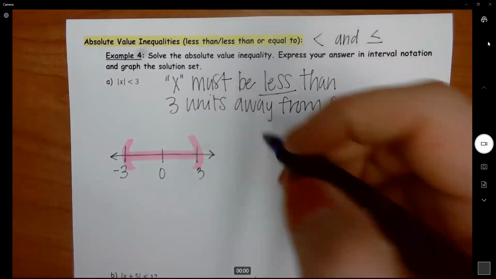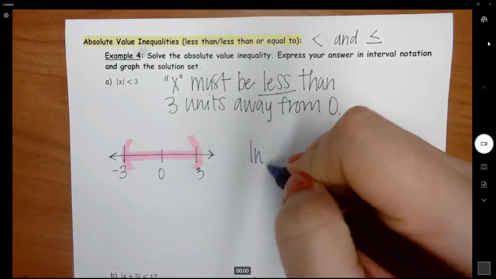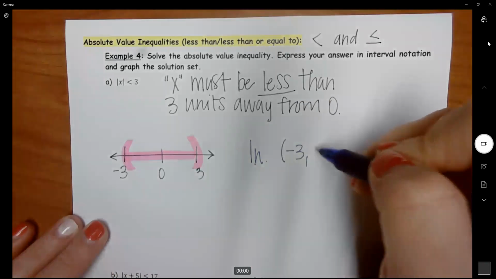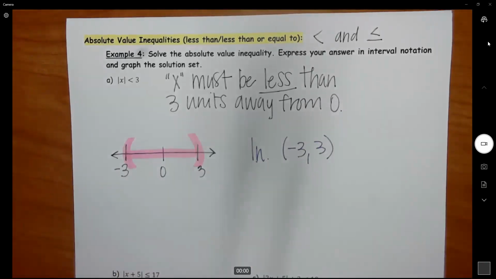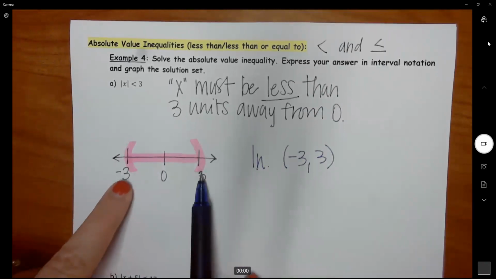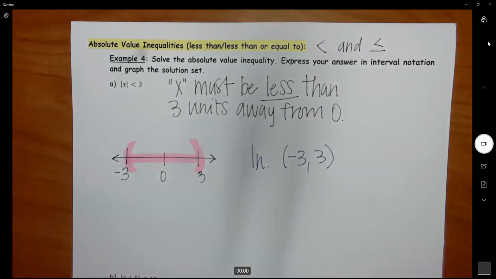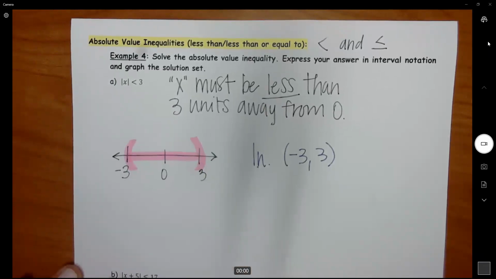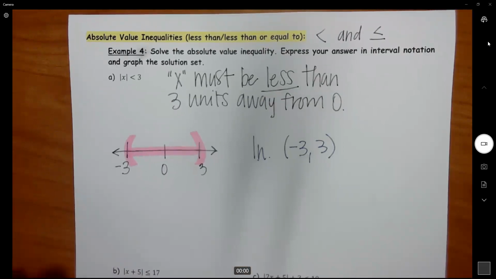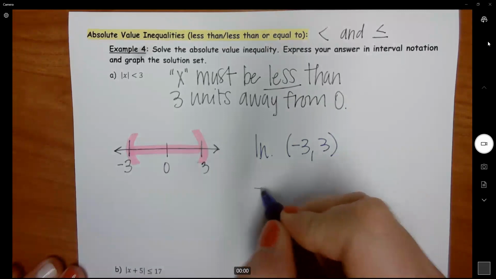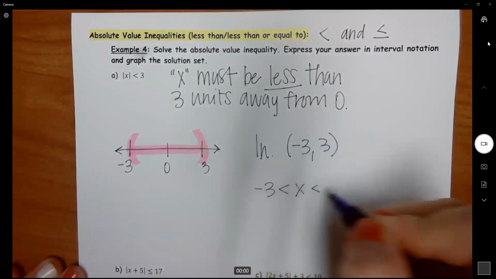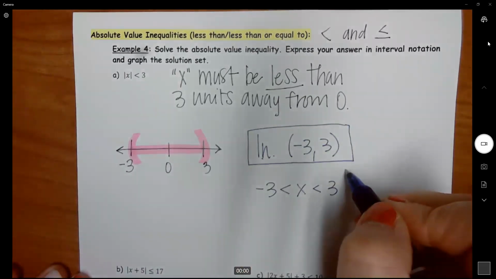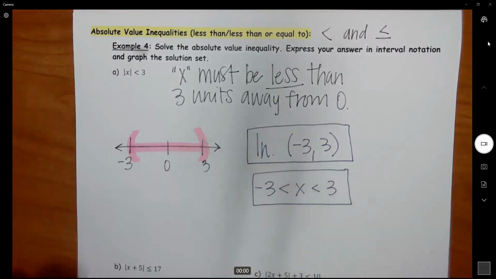So in interval notation, this looks exactly the way it looks. We've got parentheses, -3, 3. And for the record, these have parentheses because it's not less than or equal to. If it was less than or equal to, it'd look the exact same, but with brackets on both sides. And then my inequality is going to look like -3 is less than x, which is less than 3. So there's my interval notation and what my inequality looks like.